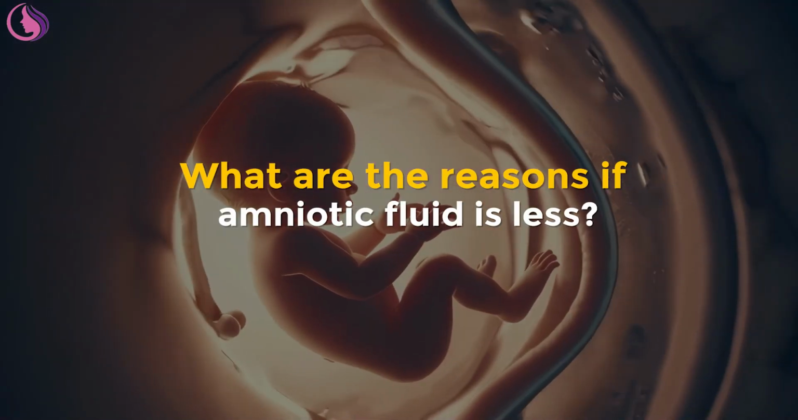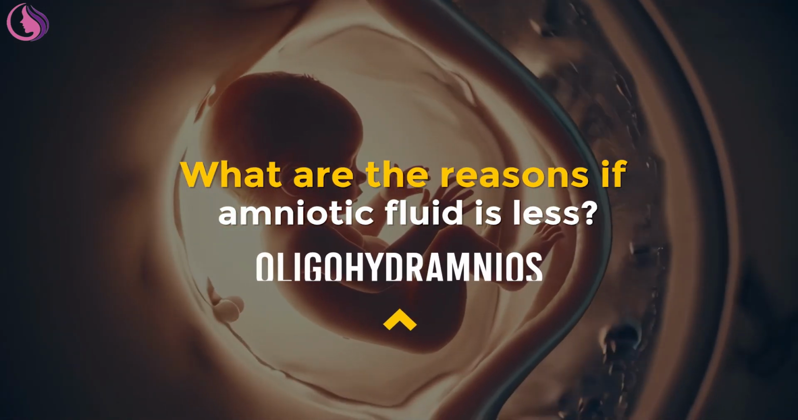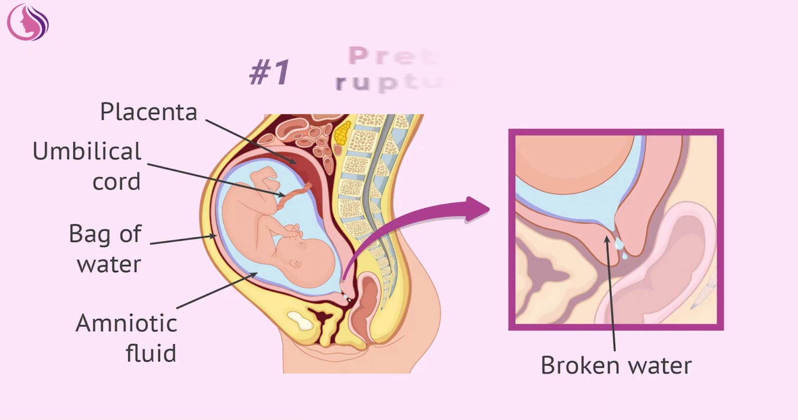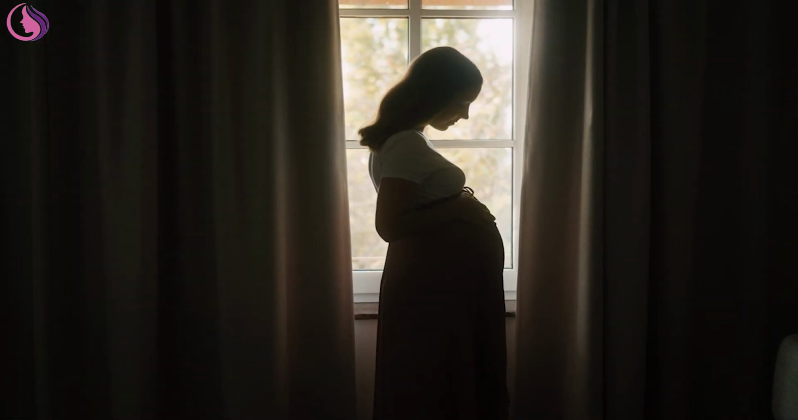So what are the reasons if the amniotic fluid is less, that is, if there is oligohydramnios, and what can we do about them? Well, there can be multiple reasons for low liquor. Number one, the most common being preterm premature rupture of membrane. That means the membrane containing the fluid ruptures, and there is constant trickling of the fluid from the vagina, and sometimes the pregnant woman might not know that there is constant trickling. That's what we tell patients: be careful if you feel there is leaking or wetness in the vagina off and on.